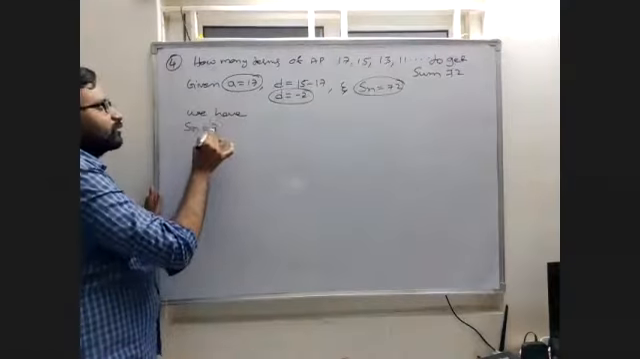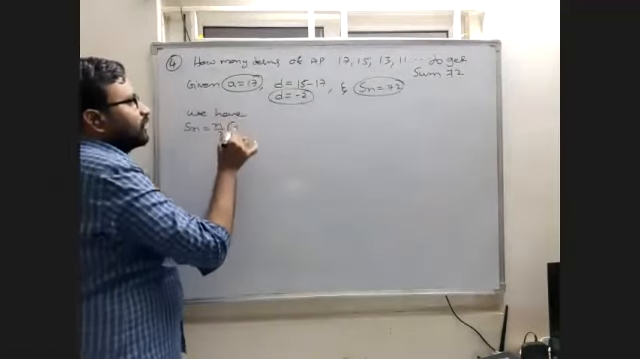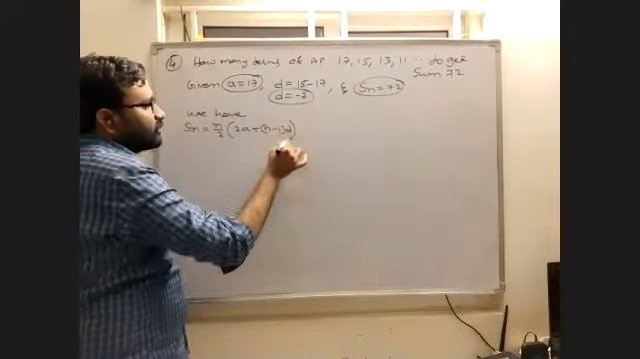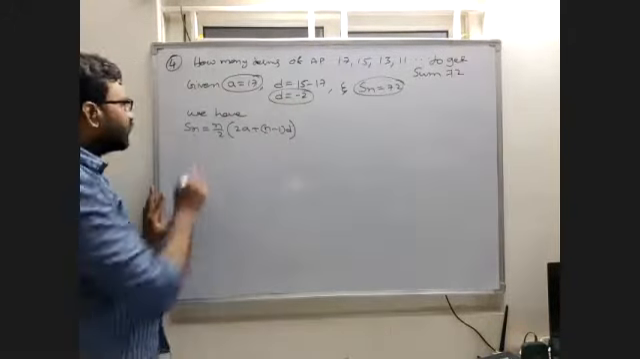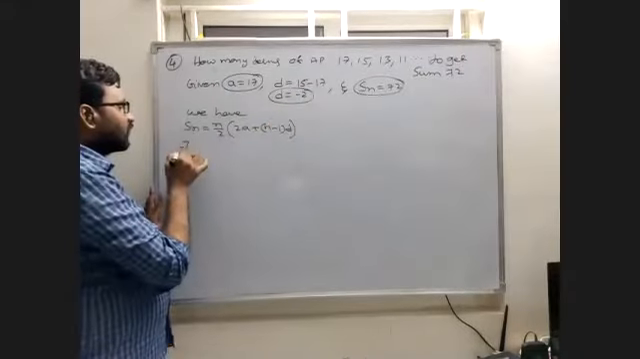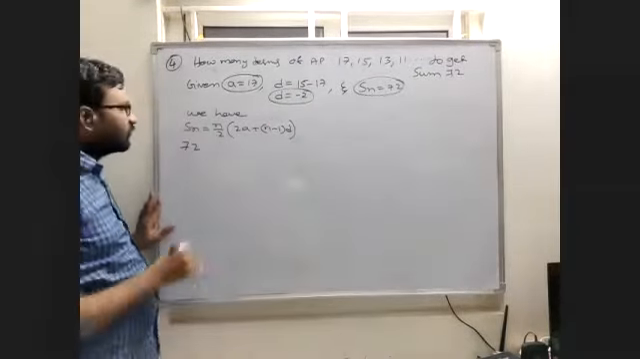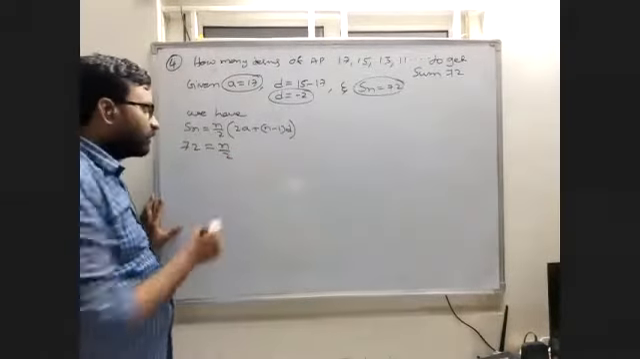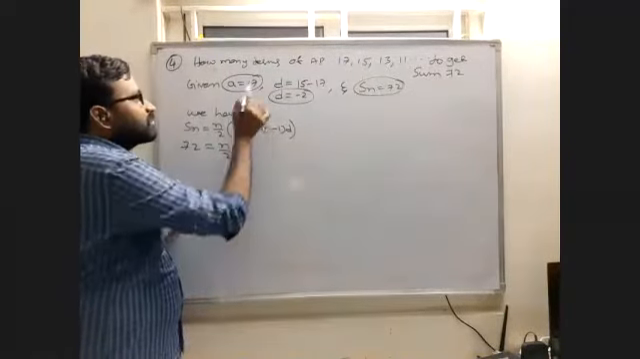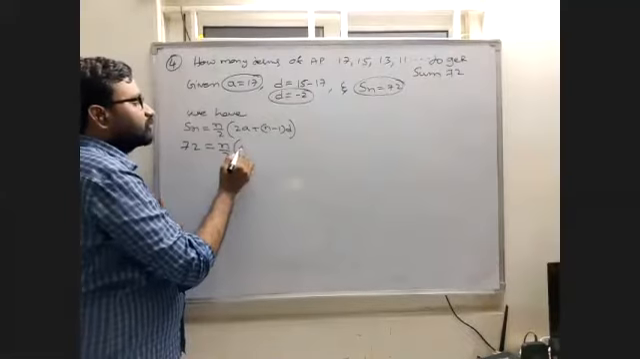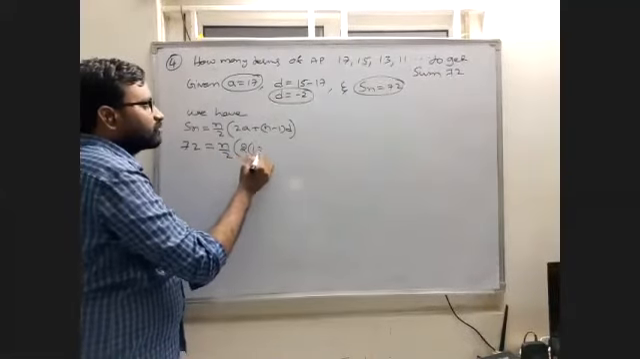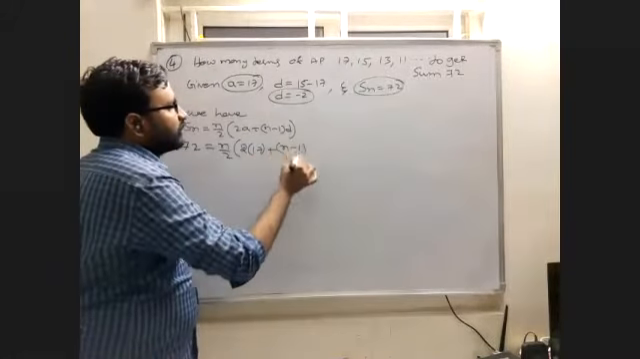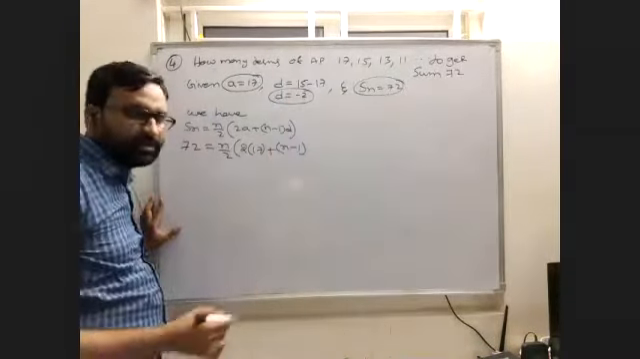Sn is equal to n by 2 of 2a plus (n minus 1) into d is the formula. Just now we used the same formula. Sn is given as 72, so I am writing 72 in place of Sn. And n by 2, because we don't know n; we have to find n. 2a is 2 into 17, so I am writing 2 into 17 once. Plus (n minus 1) into the common difference, d, which is minus 2.